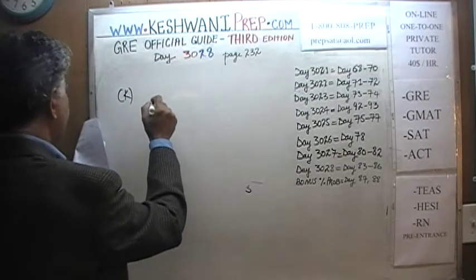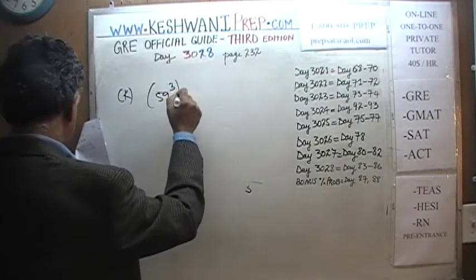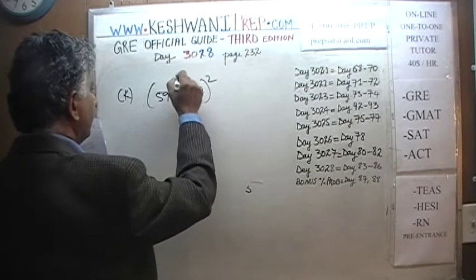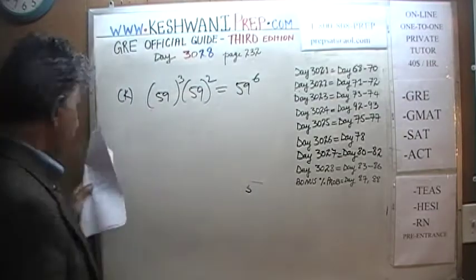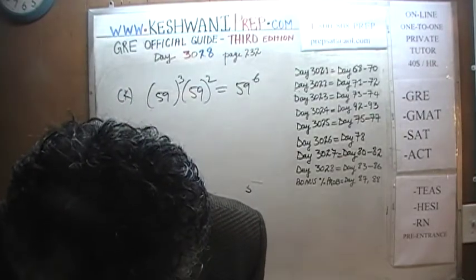K says 59 raised to 3rd times 59 squared. This cube is outside, makes no difference. And we are told that this is equal to 59 raised to 6. Is it correct? Is that what it says? Let's just double check, make sure I didn't make a mistake. Yep, that's what it says.